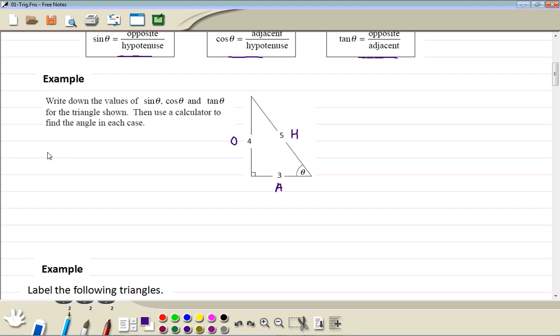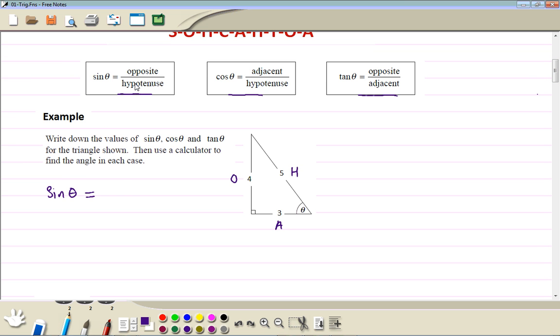Now sine theta is going to be equal to opposite divided by the hypotenuse. So that's 4 divided by 5. Cosine theta is going to be adjacent, which is 3, divided by 5. Tan theta is opposite, which is 4, divided by adjacent, which is 3.